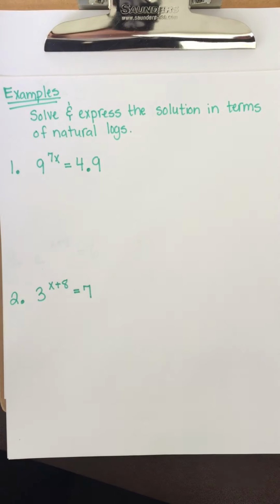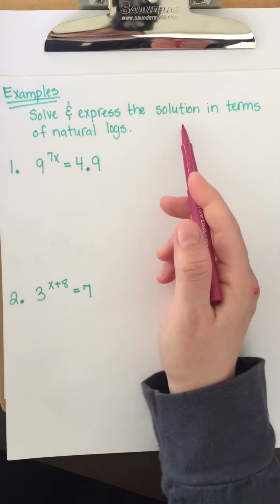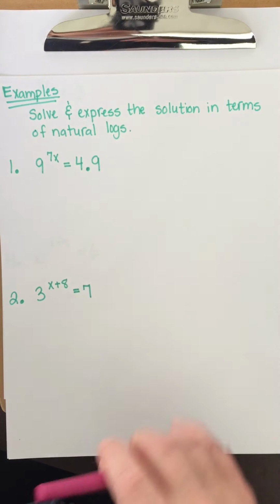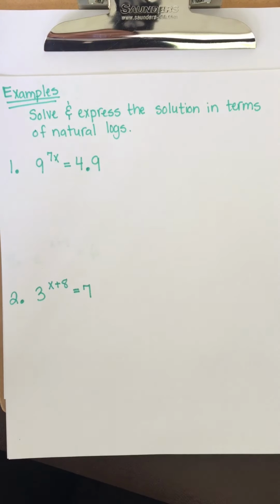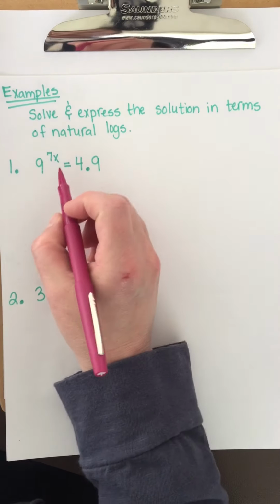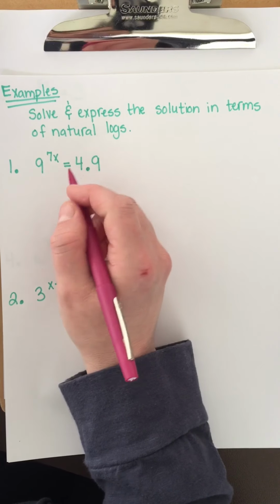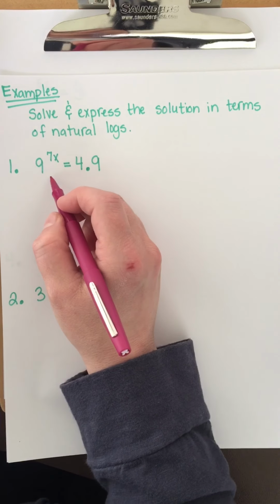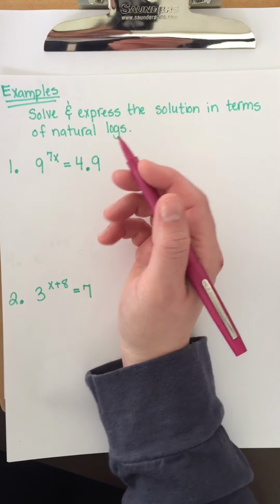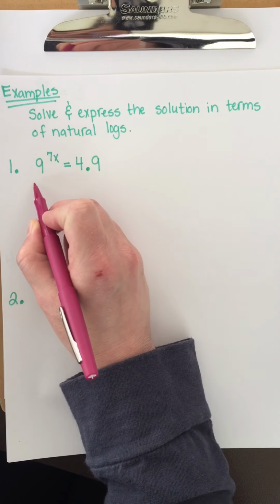All right, so for the first few that we do, we're just going to express our solution in terms of natural log. So we're not going to put it in the calculator. We're going to leave the answer with the natural log in there. So let's look at number one. The first thing I want to do, or step one, is isolate the exponential expression. That's already been done. Step two is I'm going to take the natural log of both sides.